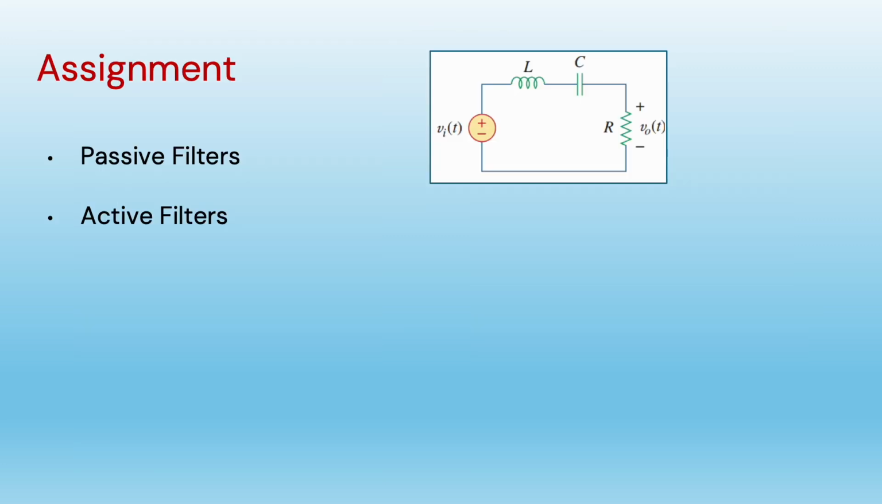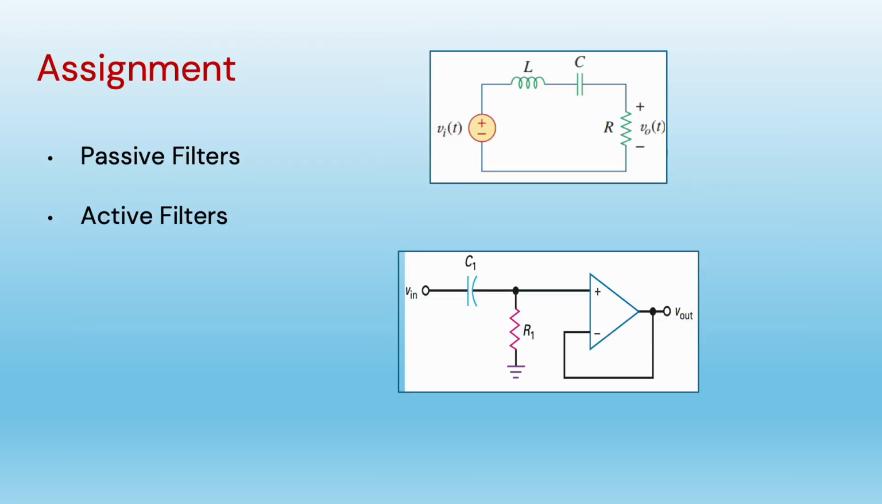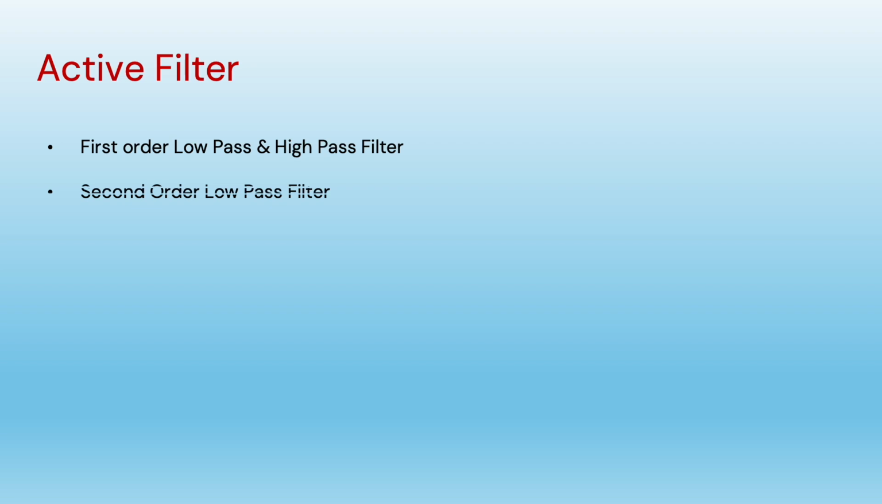The assignment includes passive filters and active filters. Passive filters, as discussed, have R, L and C components, whereas in active filters we have operational amplifier with R and C components, resistance and capacitance. Coming to active filters, we have first order low pass and high pass filter, second order low pass filter, Butterworth high pass filter and Chebyshev low pass filters. We'll do all these experiments.